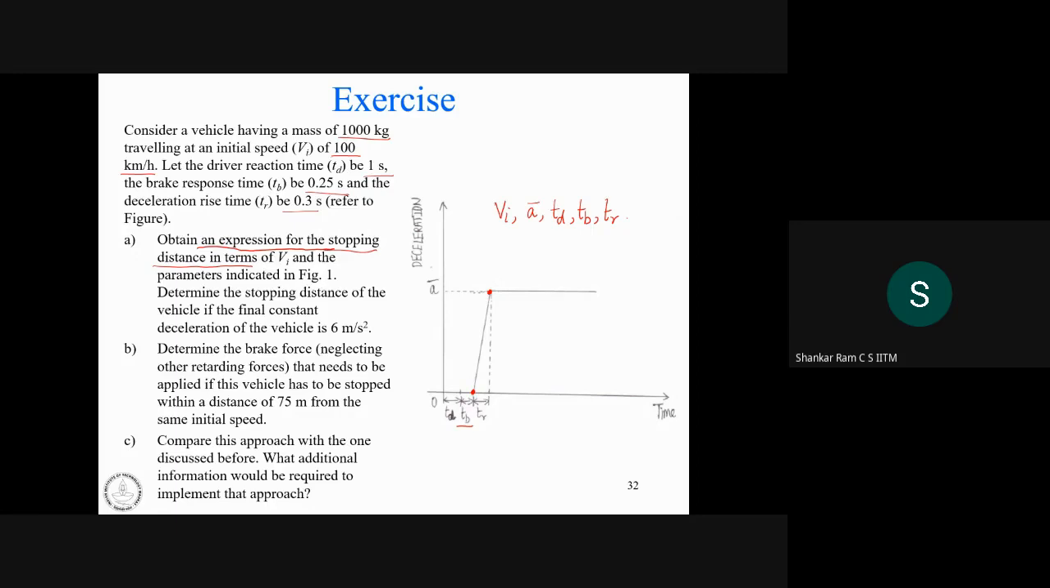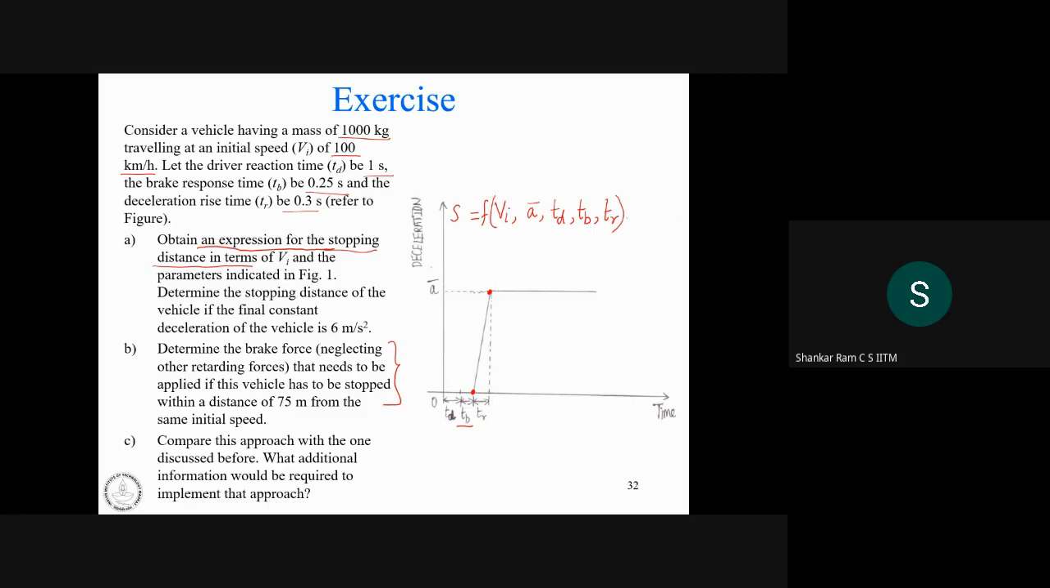Okay, and I am giving you that A bar is 6 meters per second squared. So please substitute all those values. Then you will get a value for stopping distance. Okay, then the second problem which I am asking, see, the first problem is the stopping distance. If we look at it, the total stopping distance is going to be some function, right? So if I call it S, the total stopping distance is going to be some function of these 5 parameters, right?